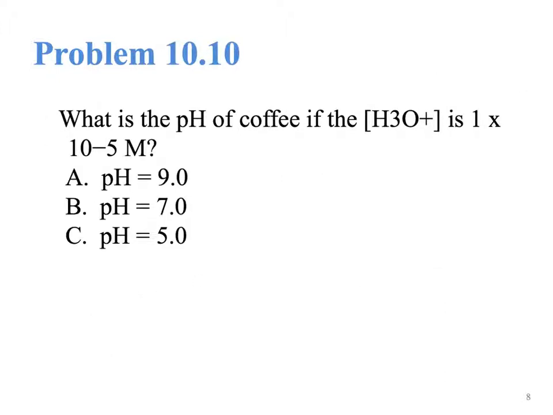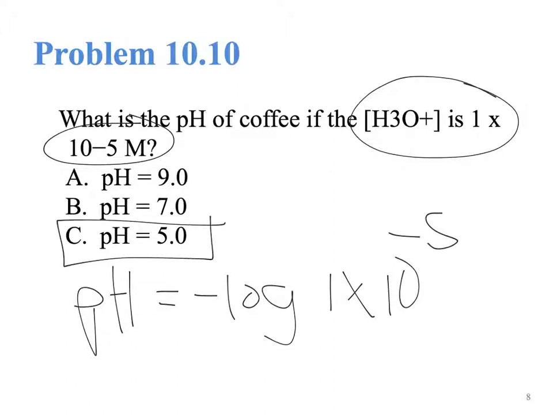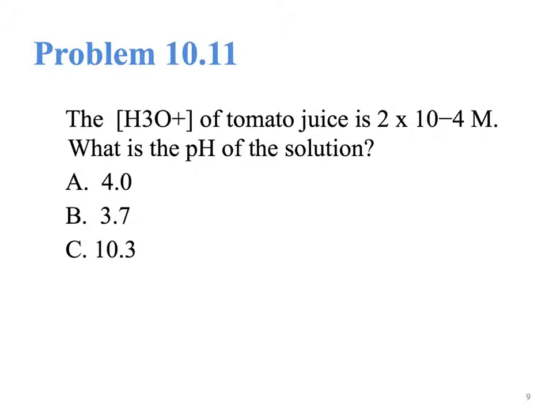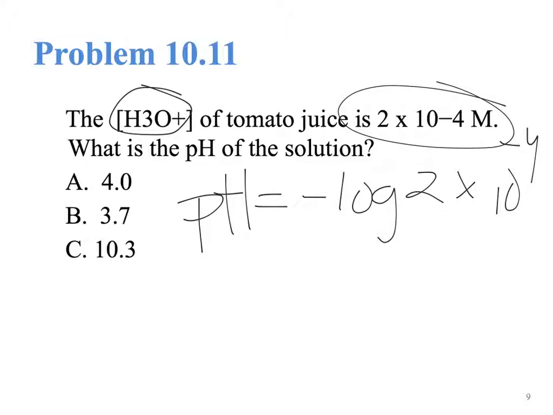All right, let's do the same. They are giving us again the concentration of H3O plus. What will be the pH? The pH will be the negative log of that number. Put it in your calculator and you find that the pH is equal to 5. Now they are giving us another concentration of H3O plus. What will be the pH? So the pH will be again the negative log of that value, and that gives us 3.7.